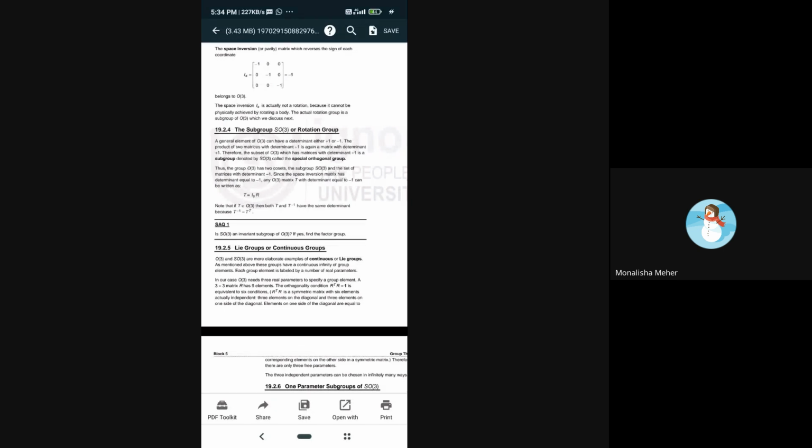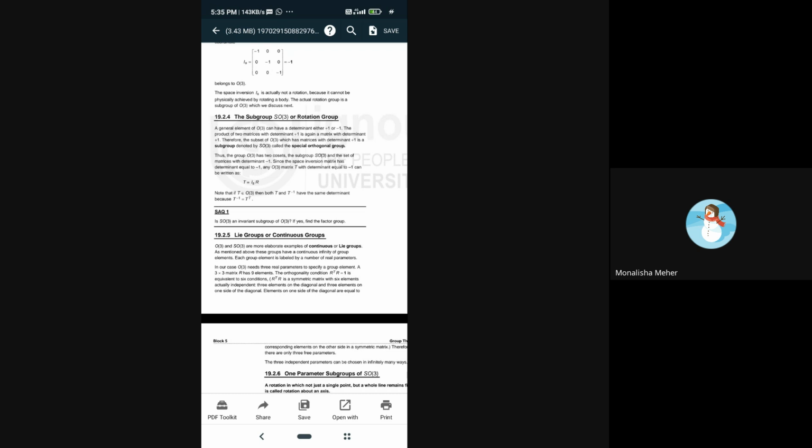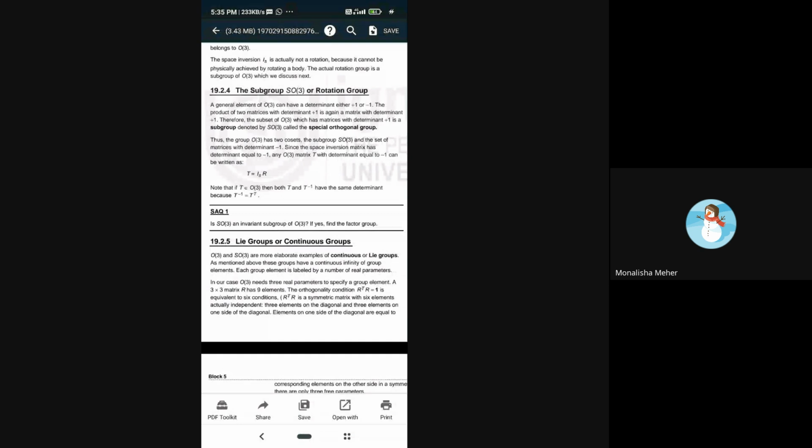Now, a general element of O3 can have determinant either plus 1 or minus 1. The product of two matrices with determinant plus 1 is again a matrix with determinant plus 1. Therefore, the subset of O3 which has matrices with determinant plus 1 is a subgroup denoted by SO3, called the special orthogonal group. Thus, the group O3 has two cosets, the subgroup SO3 and the set of matrices with determinant minus 1. Since the space inversion matrix has determinant equal to minus 1, any O3 matrix T with determinant equal to minus 1 can be written as T is equal to IS R. Note that if T belongs to O3, then both T and T inverse have the same determinant because T inverse is equal to T transpose.